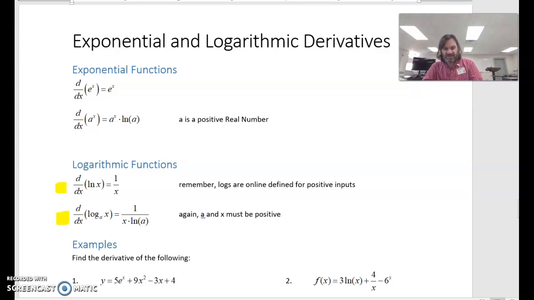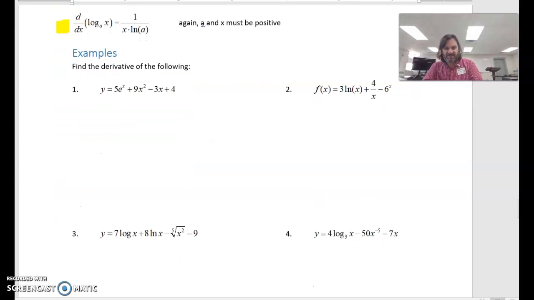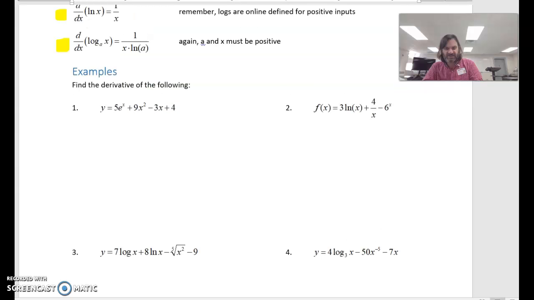So let's see if we can apply these rules with our constants, our power rule, and our sum and difference rule. So we got a couple of examples here. The first one, y equals 5 e to the x plus 9x squared minus 3x plus 4. So we're going to take the derivative of that. So everything is in the best form possible already. So let's just go ahead.